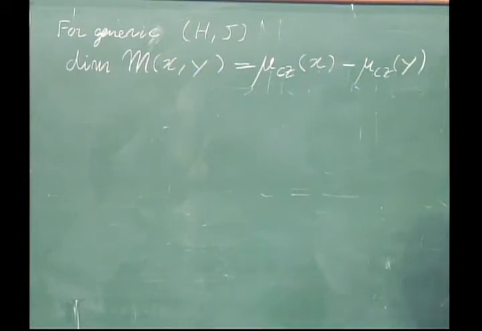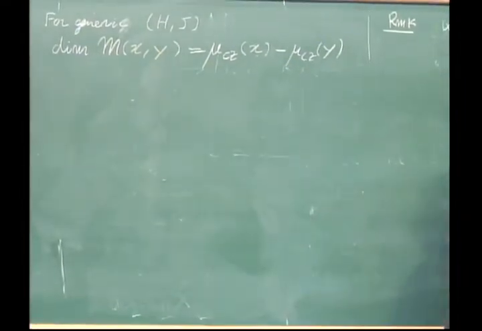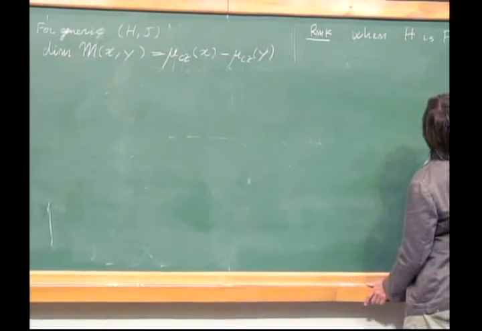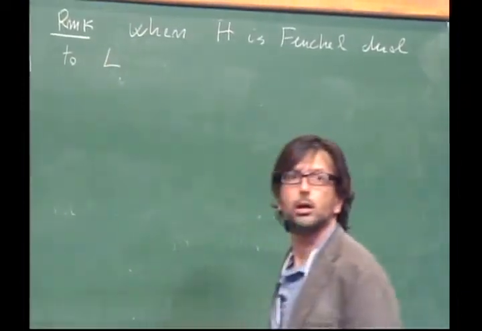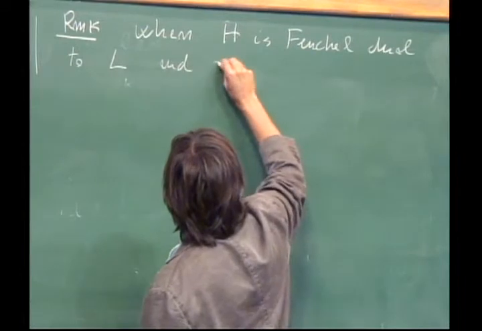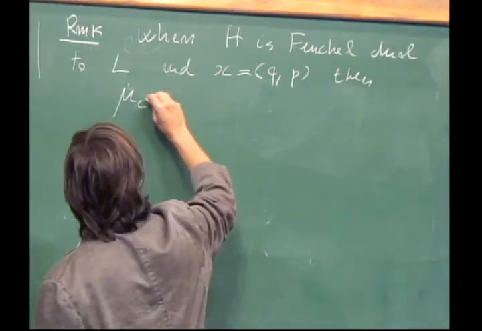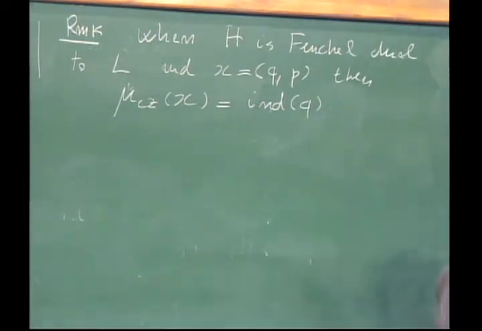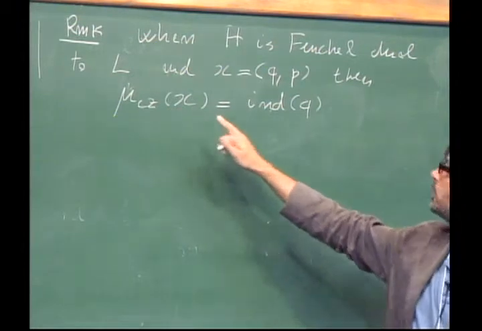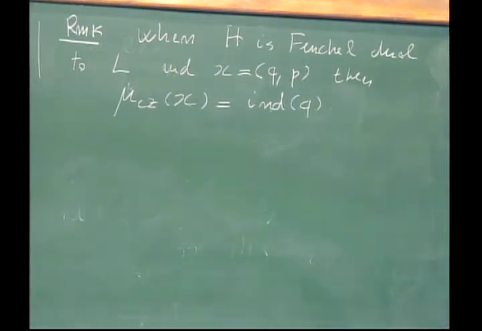And the only observation, the remark, is just that when H is Legendre dual or Fenchel dual to L, and say x is, as usual, written as (q,p), then this Conley-Zehnder index of x coincides with the Morse index of q. So the Conley-Zehnder index defined using the symplectic structure on the cotangent bundle coincides with the Morse index of q as a critical point of the Lagrangian action functional. This is the important thing.